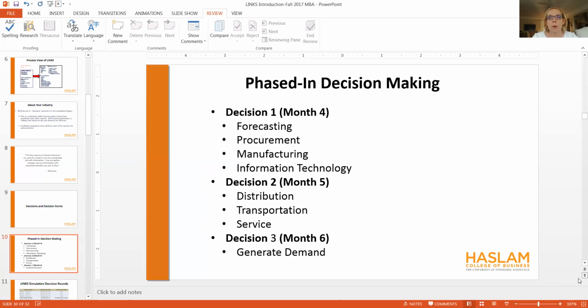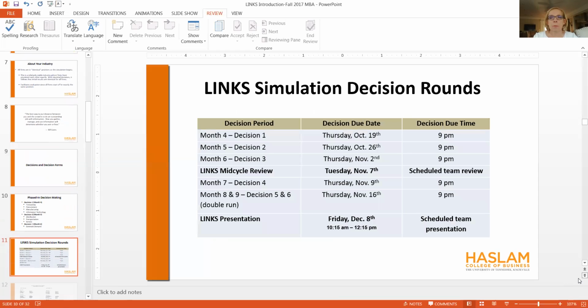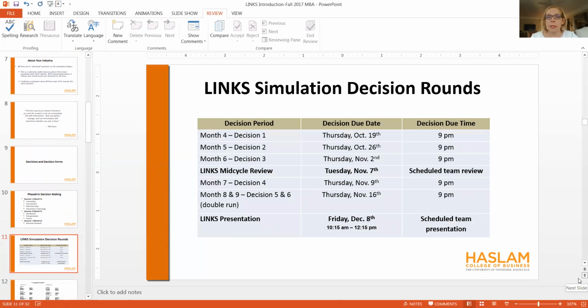Transportation is going to be an ongoing one across all of the decision periods, but distribution is typically a decision that's made once. And unless there are some circumstances that we want to correct for, those tend to be constant throughout the simulation. I've talked about service and generate demand. This is what the decision periods look like. This is already posted on Canvas. We've talked about this a little bit already.